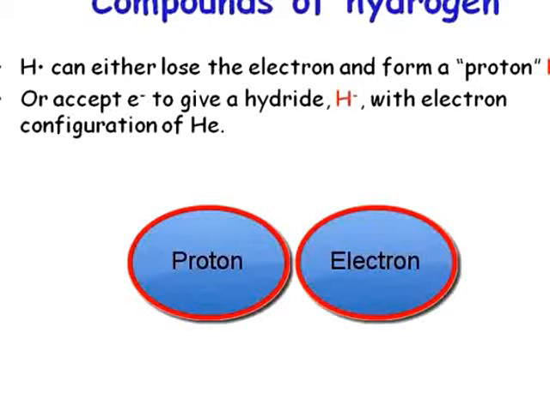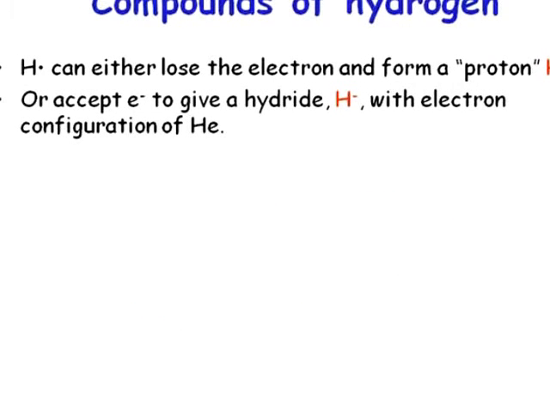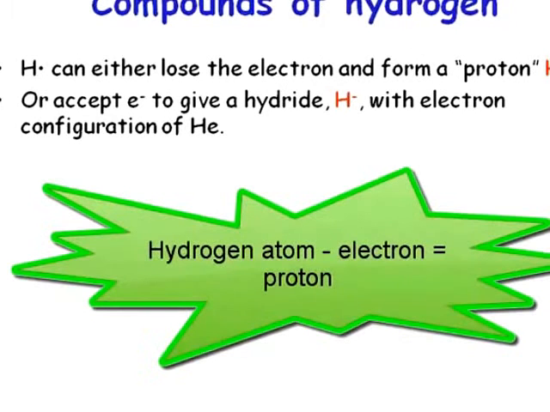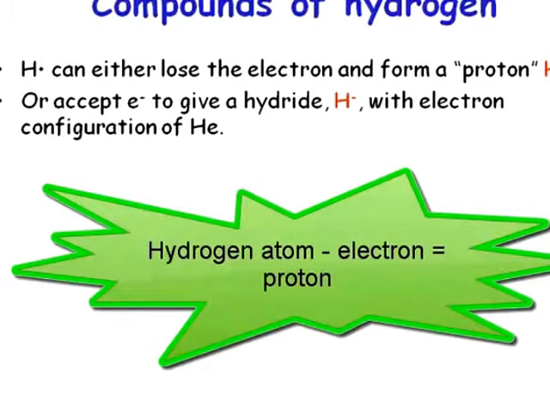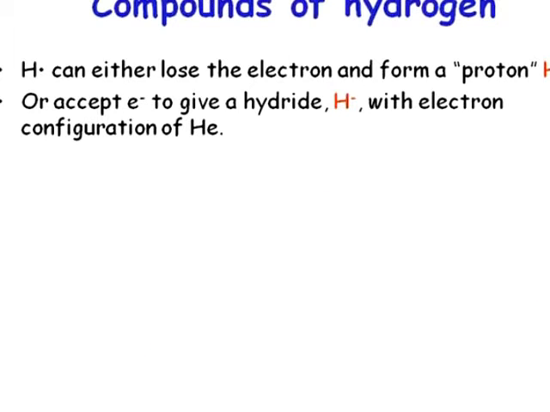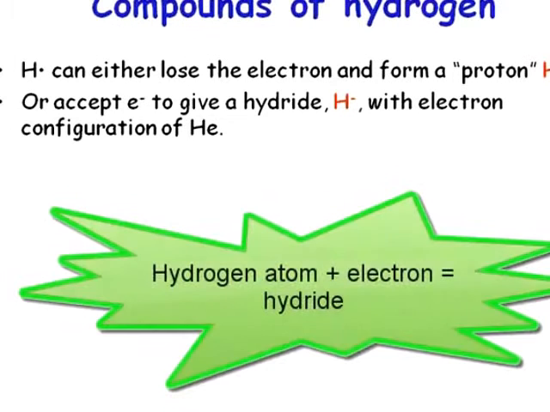To represent that, a hydrogen atom is a radical species, as it has an unpaired electron. And that unpaired electron can be lost, which would give us a proton, simply an H+ species, a proton with no electrons surrounding it. Or the other form of chemistry of hydrogen is that it can gain an electron.